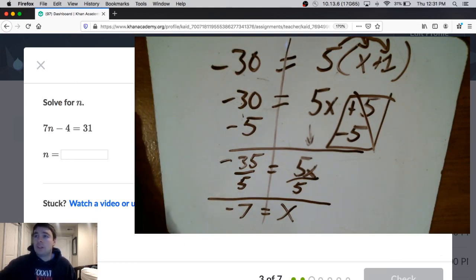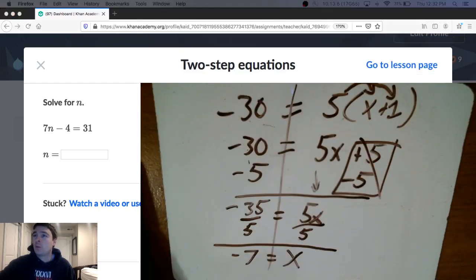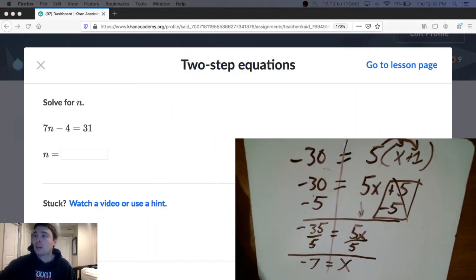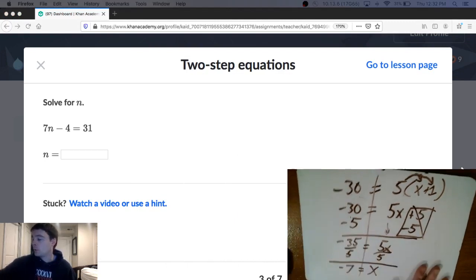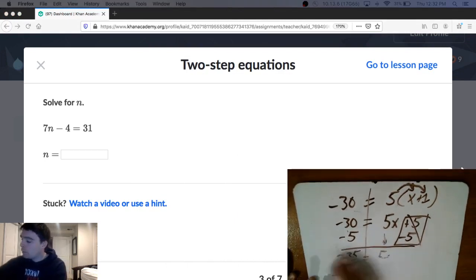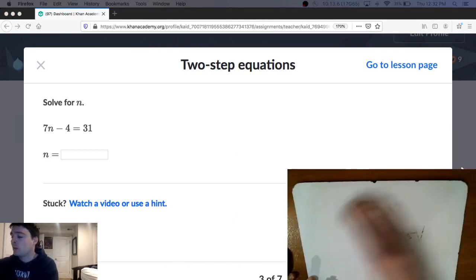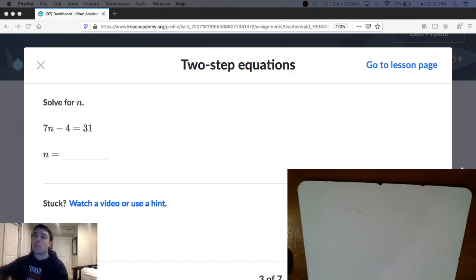Okay, the next one we see is actually a little bit more straightforward. I would encourage you to actually pause this video right now and try to work through this, because this should be something you can handle on your own. After you work through this equation, I'm going to quickly run through on my whiteboard how to do it.